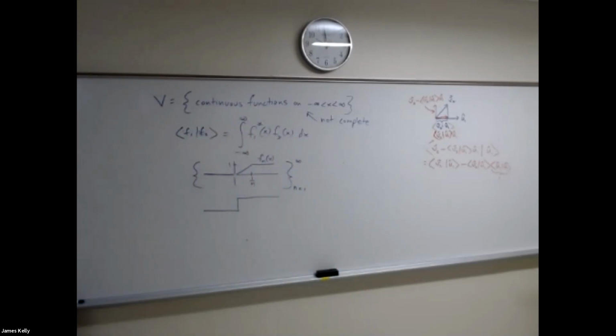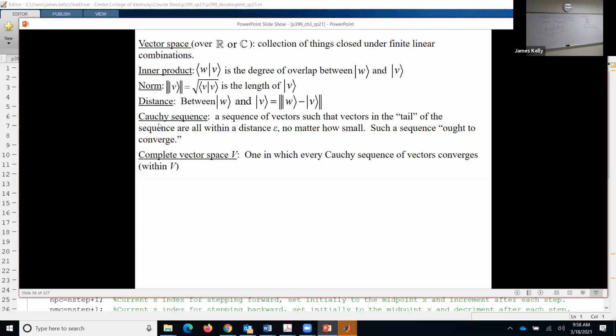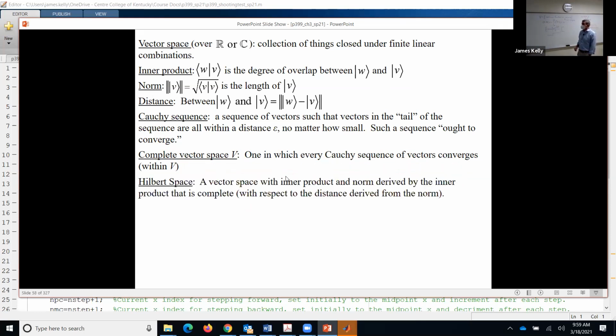So for us, showing one isn't complete isn't too bad. Showing a vector space is complete is actually technically usually really difficult. So we're going to take mathematicians' word for it. First fact is that all finite dimensional vector spaces are automatically complete. Not necessarily infinite dimensional ones. There are infinite dimensional vector spaces, and here's an example right here, continuous functions, that aren't complete.